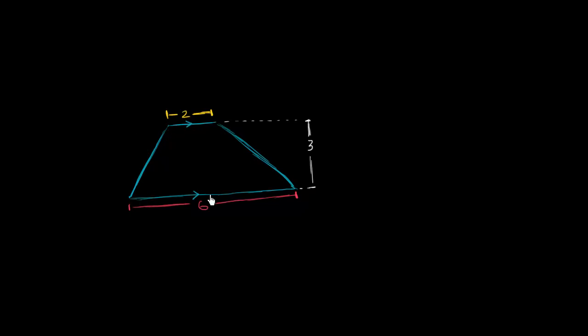So right here we have a four-sided figure, or a quadrilateral, where two of the sides are parallel to each other. And so this, by definition, is a trapezoid. What we want to do is, given the dimensions that they've given us, find the area of this trapezoid. So let's just think through it.